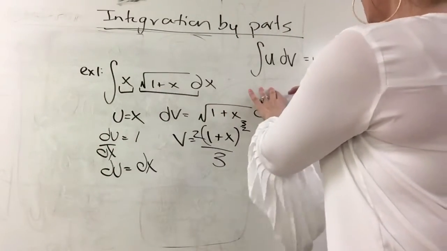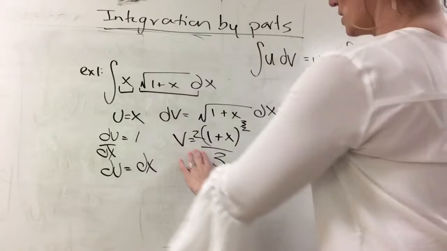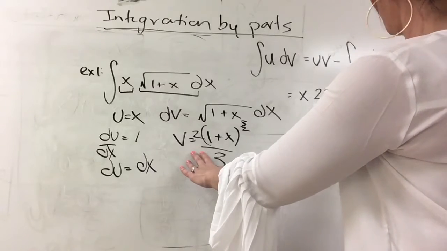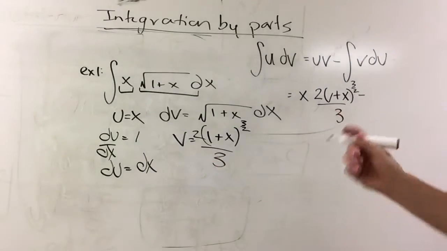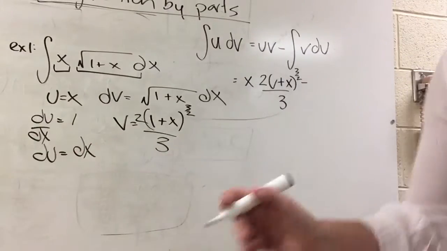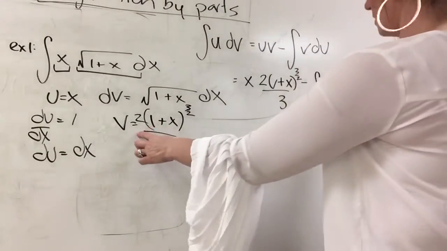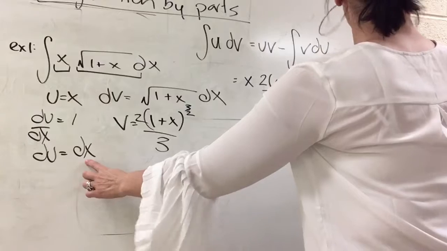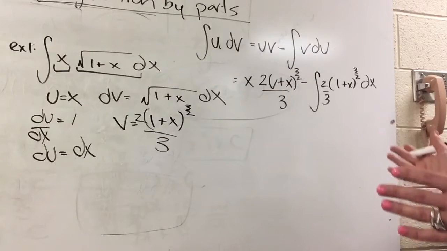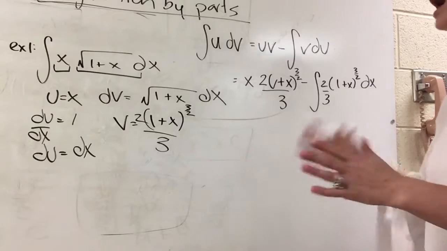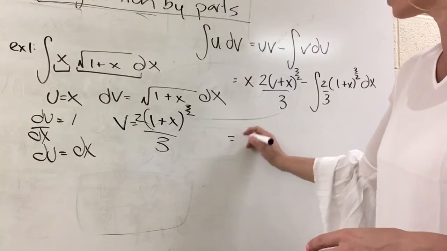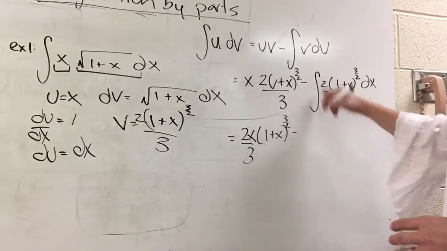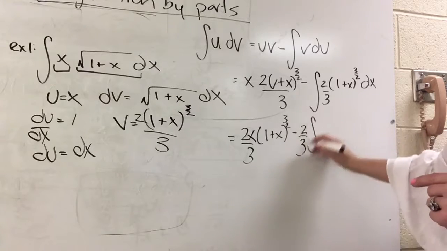So this whole thing equals u times v, minus the integral of v du. Okay, so whenever we're doing integration by parts, we're actually going to end up doing an integral again. So I'm just going to clean this up a little bit. I'm going to write it like 2x over 3, 1 plus x to the 3 over 2, minus, and I'm going to pull this 2 over 3 on the outside of my integral. I don't like him to be involved.